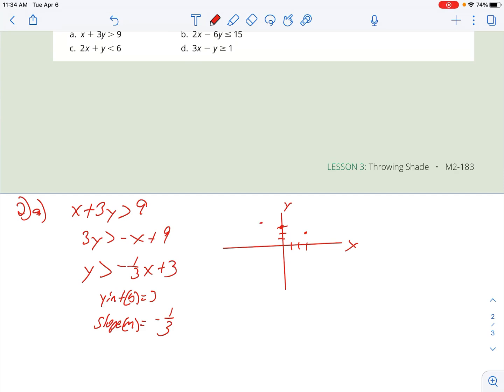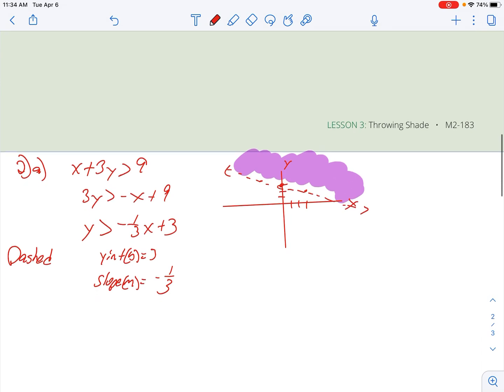Now I know that this is going to be a dashed line, and it's going to be shaded above the line. So take your ID, make a dashed line. Now I'm going to shade it above because it's read as greater than. So everything above this is a solution for that inequality. Okay. Letter B.